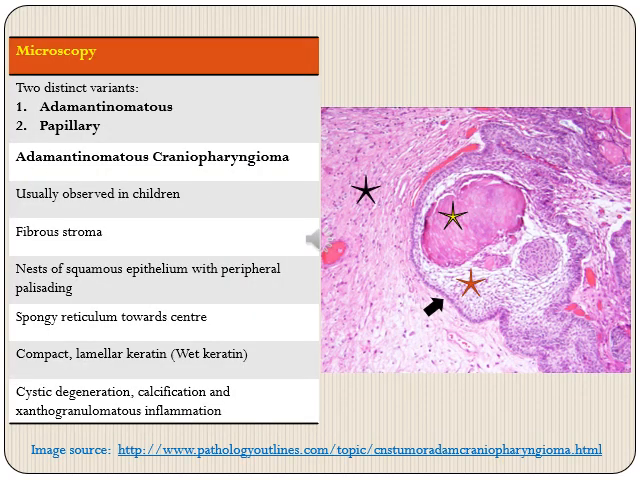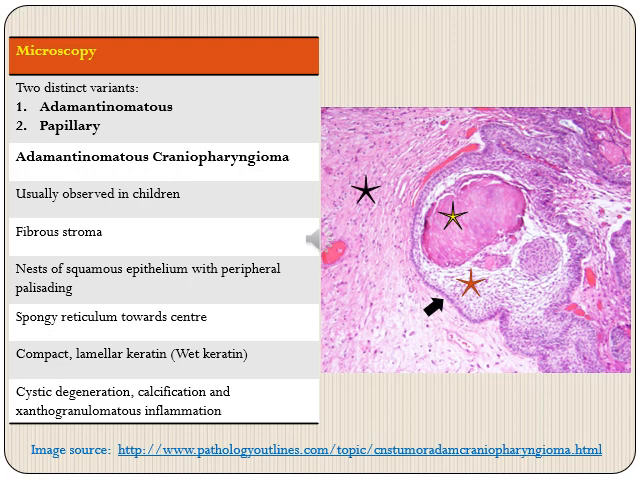Microscopically, these tumors are divided into two distinct variants. One is adamantinomatous craniopharyngioma and the other is papillary craniopharyngioma. Adamantinomatous craniopharyngiomas are seen only in children, whereas papillary craniopharyngiomas are almost always observed in adults. So, starting with adamantinomatous craniopharyngioma, these are usually observed in children.